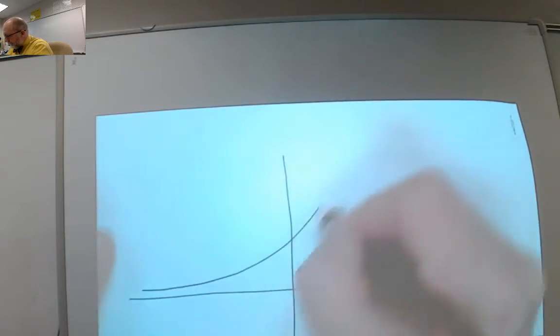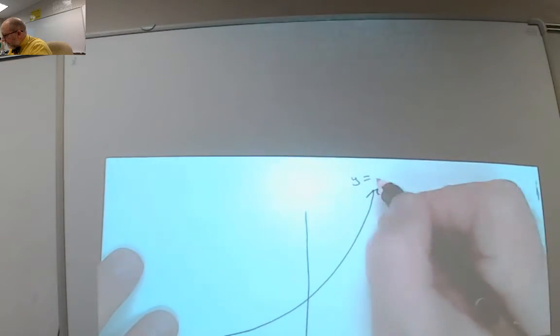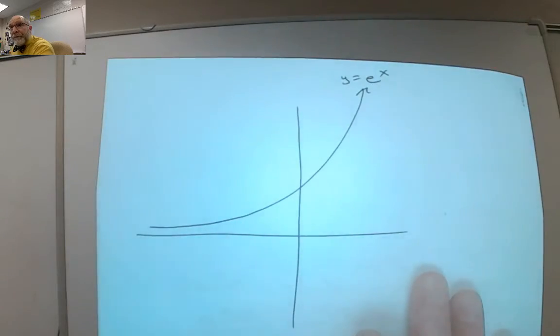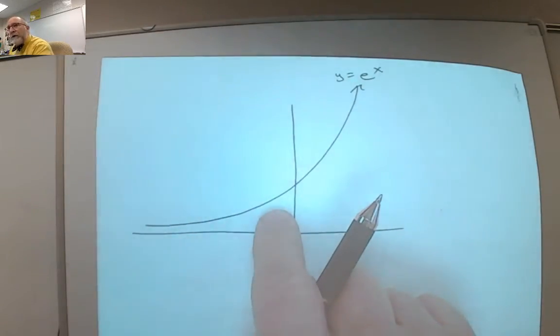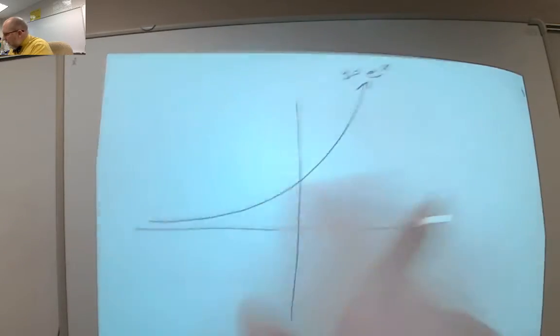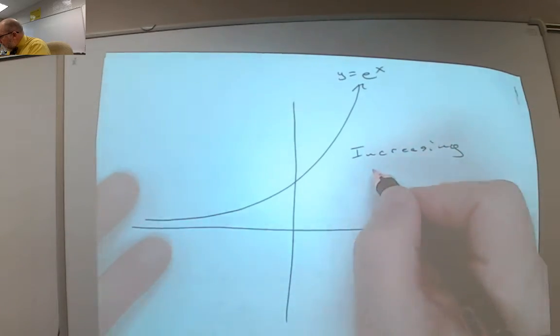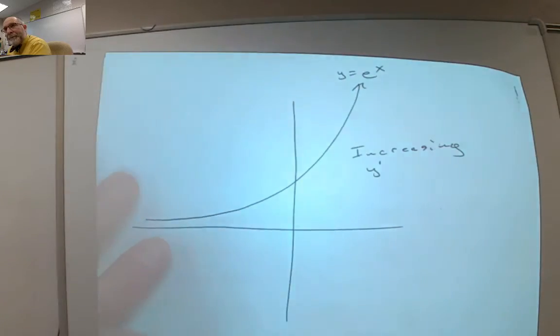Okay, now. That's the graph of y equals e to the x. Ben, is this function increasing or decreasing? Increasing. That means its derivative, which I'll call y prime, has to be greater than 0. Is it? What's the derivative of e to the x? Is e to the x always positive? Yes, it is.